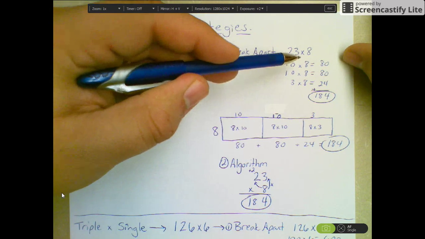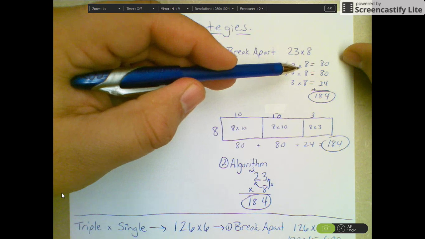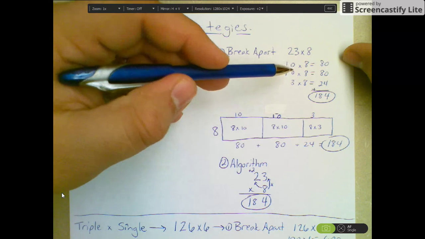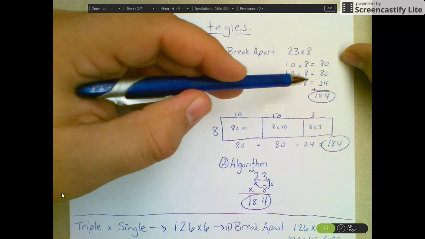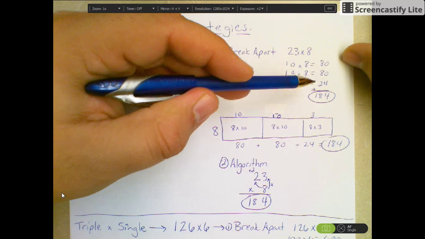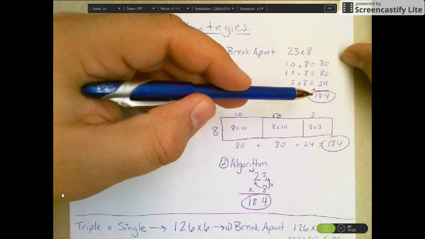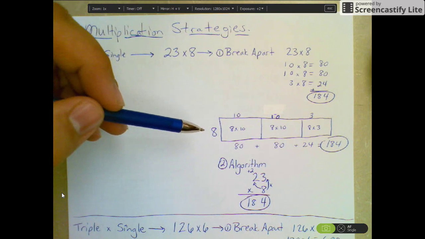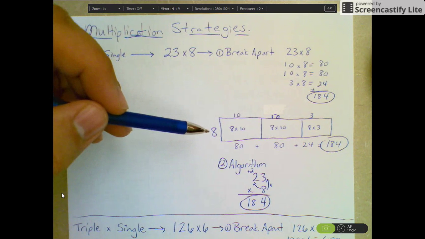The number you're multiplying by, you would keep the same. So you can see here 10 times 8, 10 times 8, and 3 times 8. Once you have those answers and they're aligned correctly by place value, you add those numbers up and you get your answer. Down below here is just a visual area model of that same strategy.